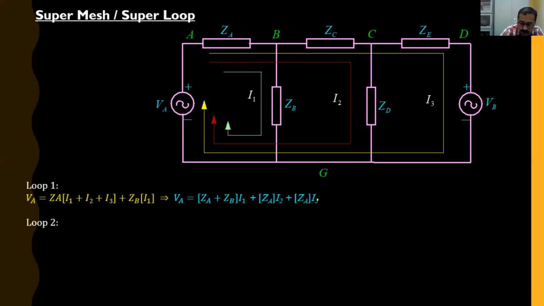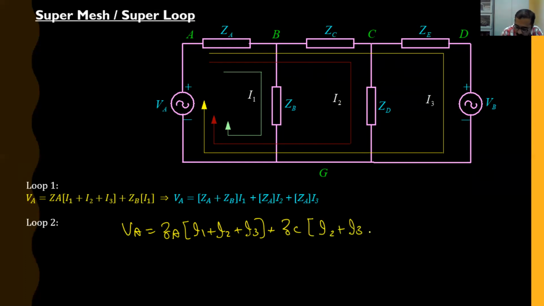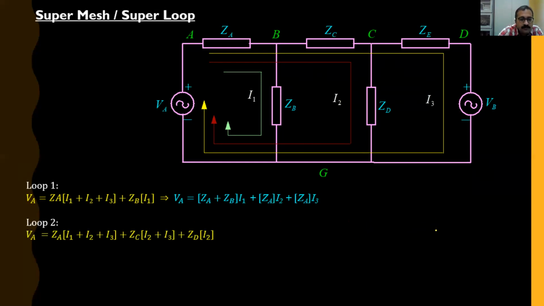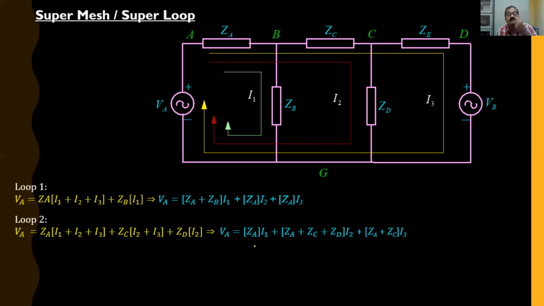And similarly, loop 2, what will you get? This is my second loop. For this assumed current direction, minus 2 plus potential rise VA equal to: what will be the current through ZA? Again, I1 plus I2 plus I3. Plus current through ZC, which will be I2 plus I3. Plus current through ZD will be ZD into I2. If you rearrange, you can club I1 terms together, I2 terms together, and I3 terms together.